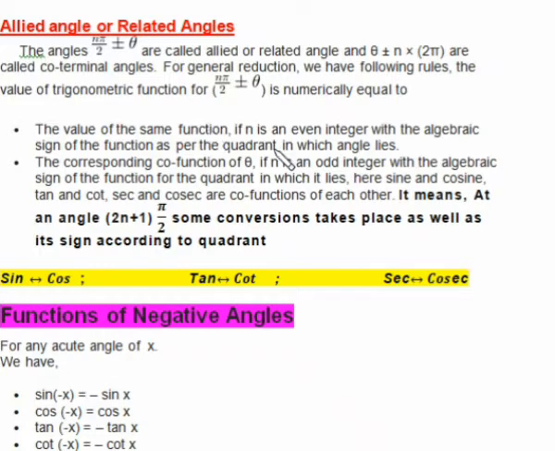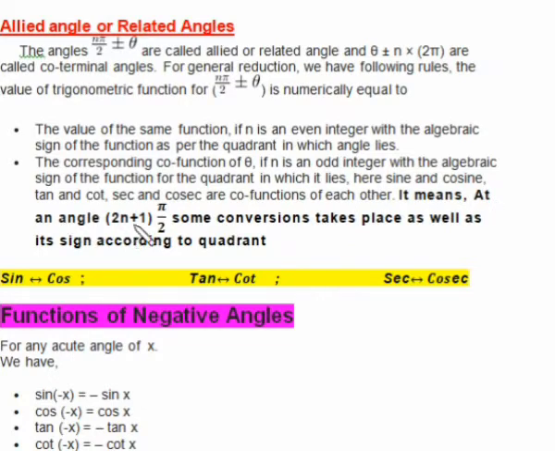So in that way, the value of the functions stays the same: sine comes sine, cos comes cos, tan comes tan. But in the other case, when n is odd, we get the corresponding co-function of theta. If n is an odd integer, with the algebraic sign of the function for the quadrant in which it lies, the sign remains as per the quadrant, and here n is equal to 1, 3, 5, 7, like that. Its co-function: sine becomes cos, cos becomes sine, tan becomes cot, cot becomes tan, sec becomes cosec, and cosec becomes sec. They are the co-functions of each other.